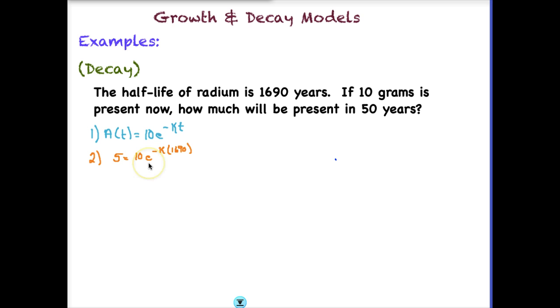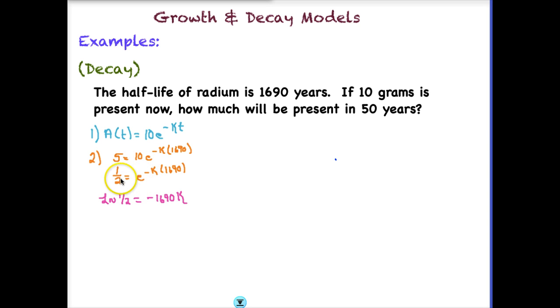This is an important step. Where did I get the 5 from? Well, remember that the half-life of radium is 1690 years, which I plugged in for time. We know that after 1,690 years, our substance has decayed by half, so we would only have 5 grams left. Now we can go ahead and solve for k in this problem.